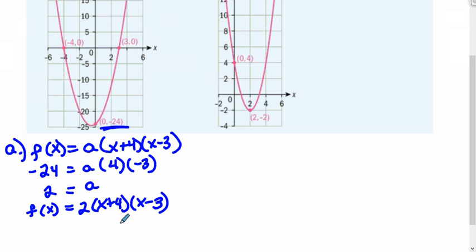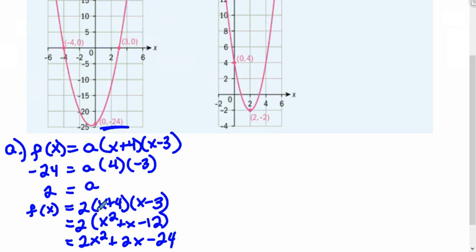I still have to multiply this out and get it in a standard form. Again, it makes sense to get it into this form, then you just have to expand out. So 2x squared plus x minus 12. So that's then 2x squared plus 2x minus 24. That is general form or standard form.